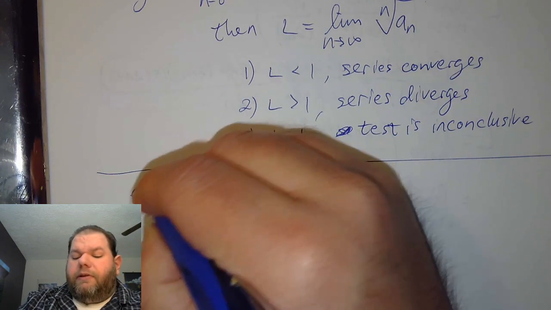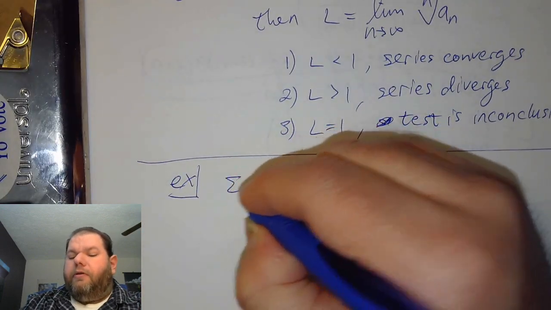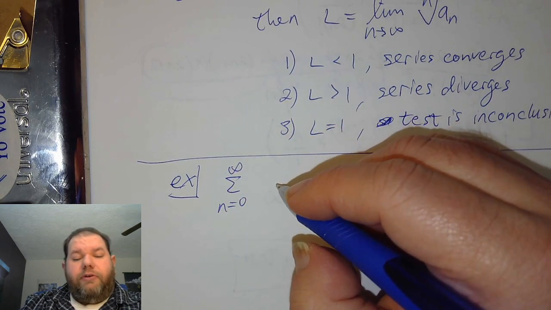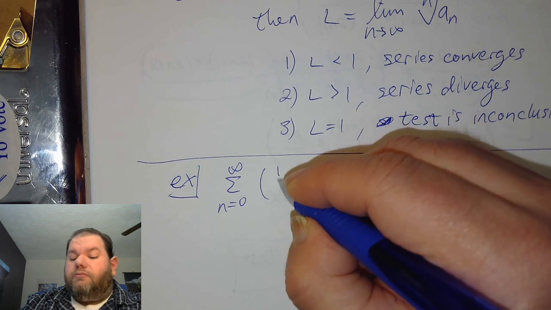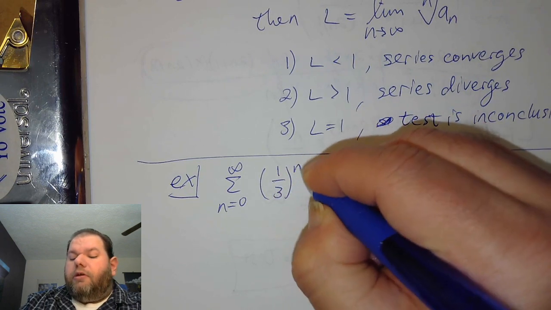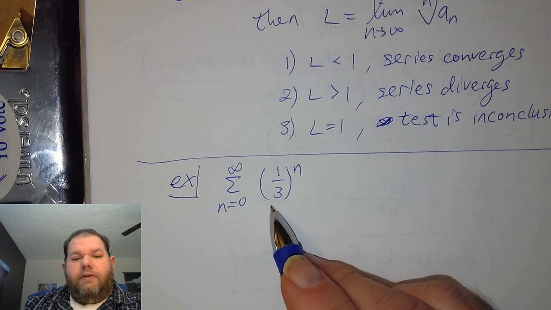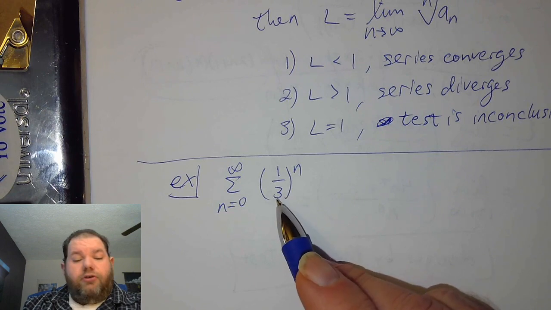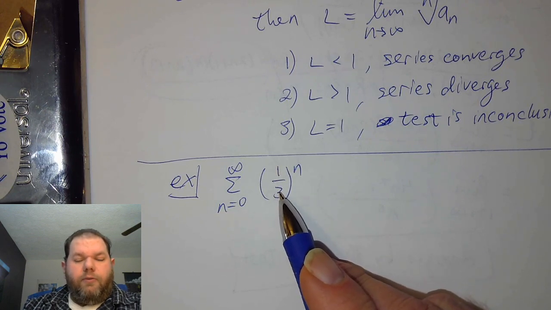Let's dive into this. The first example, let's look at a geometric series. We already know how to determine whether a geometric series converges or diverges. The rule for a geometric series is if the ratio is between negative 1 and 1, it converges. If it's outside of that, then it diverges. And this one should converge because our ratio is 1/3, and the absolute value of 1/3 is less than 1.